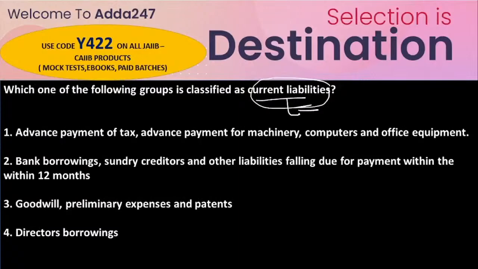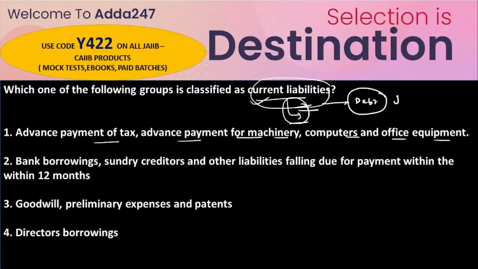Look, current liabilities are all the liabilities that we have to pay within 1 year. Okay, so all such liabilities are known as current liabilities. Fine. So we have to find out, from the given options, what the current liabilities are. Advance payment of tax, advance payment for machinery, computers and office equipment are not current liabilities. Okay, current liabilities, that means our debt.